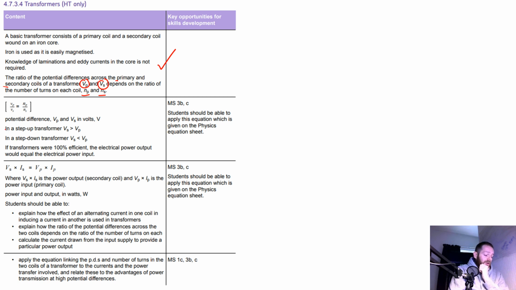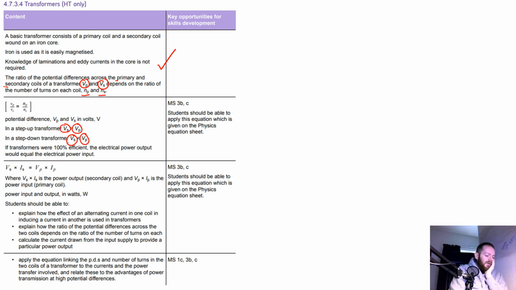Okay, this bit says it's got the equation. It says potential difference VP and VS are measured in volts. In a step-up transformer, VS is greater than VP, so the voltage on the secondary coil is bigger than the voltage on the primary coil. Now, you might not have seen it written like that when you did this in P2, but you were taught it like that. In a step-up transformer, you've got fewer coils where it goes into the transformer than you have when it comes out. In a step-down transformer, it's the opposite way around. The voltage of the primary coil is greater than the voltage on the secondary coil. So you're putting a higher voltage in and getting a lower voltage out.